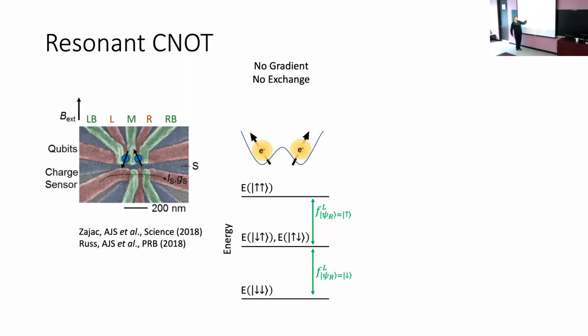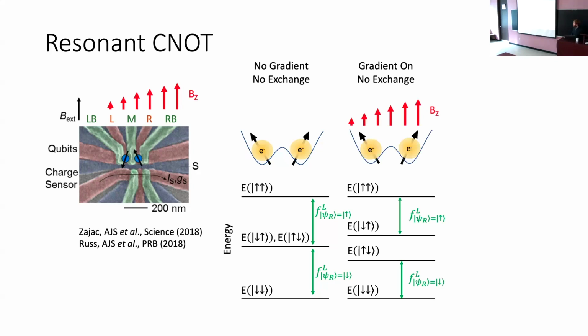In the absence of any field gradient and any exchange interaction, we can draw the energy level diagram right here. It's really simple. So up is going to be the highest energy state, down is the lowest energy state. And if we're in the down-up versus up-down configuration, those two have the same energy. Now, of course, we have a field gradient, and that means that the left spin and the right spin see a different Zeeman splitting, and that means that the left versus right spin being in up versus down now matters. Okay, so it lifts that splitting.